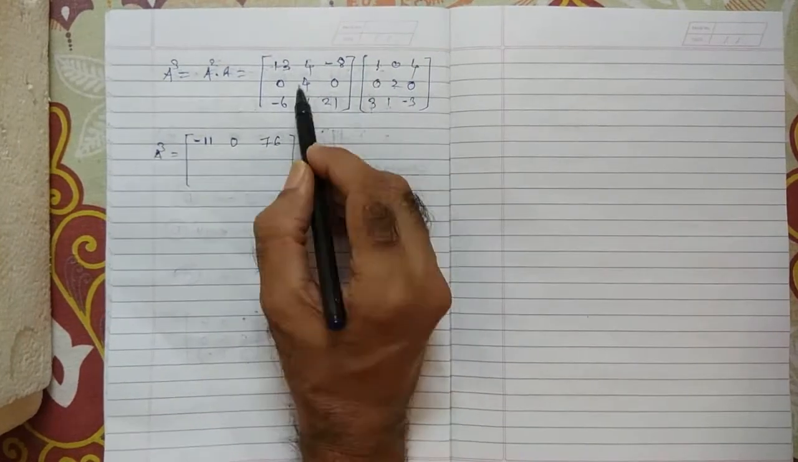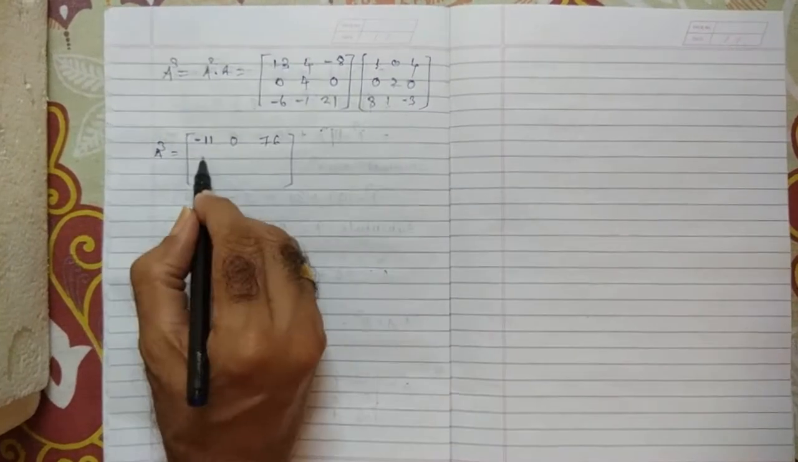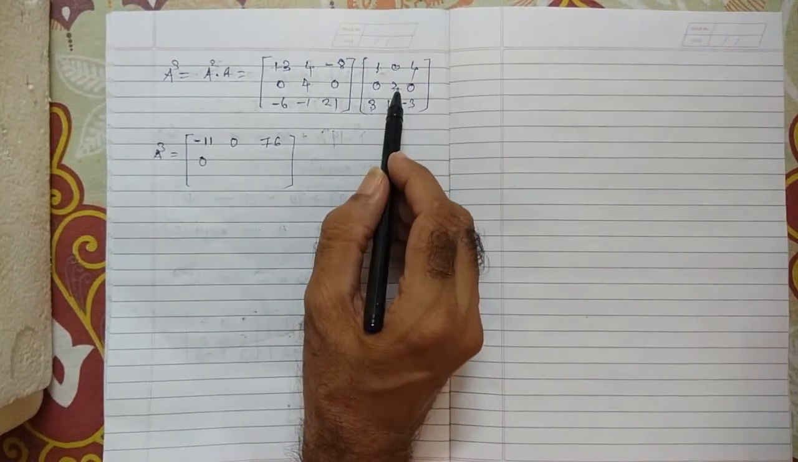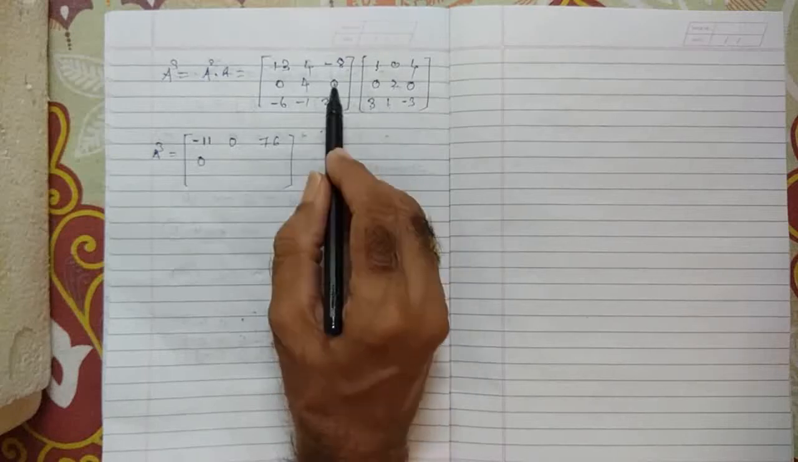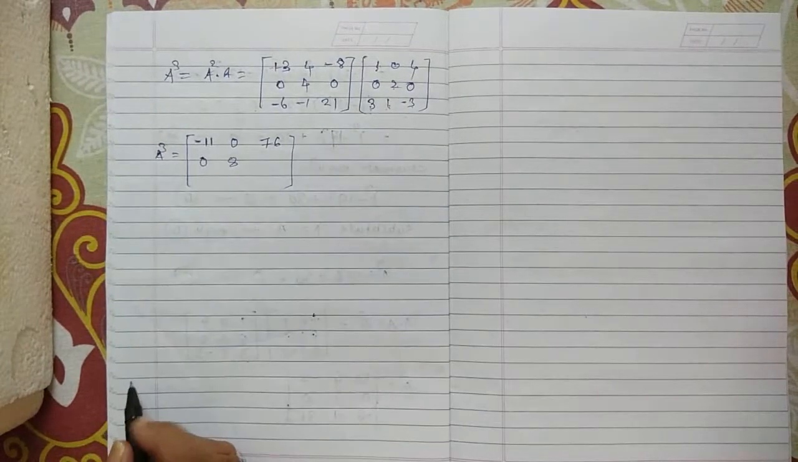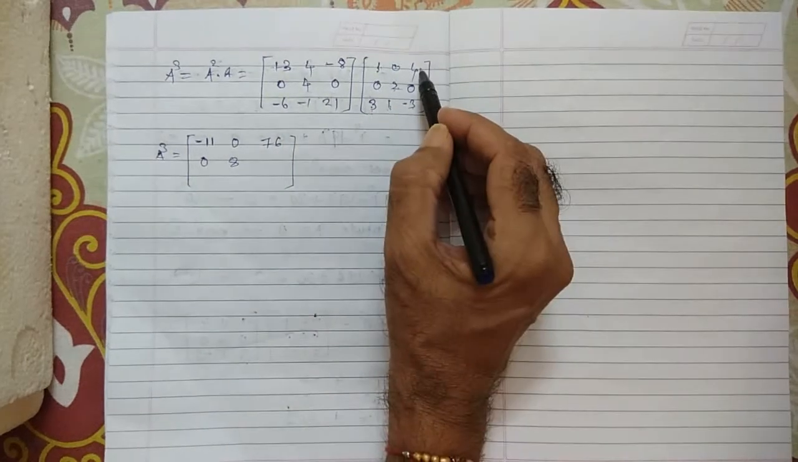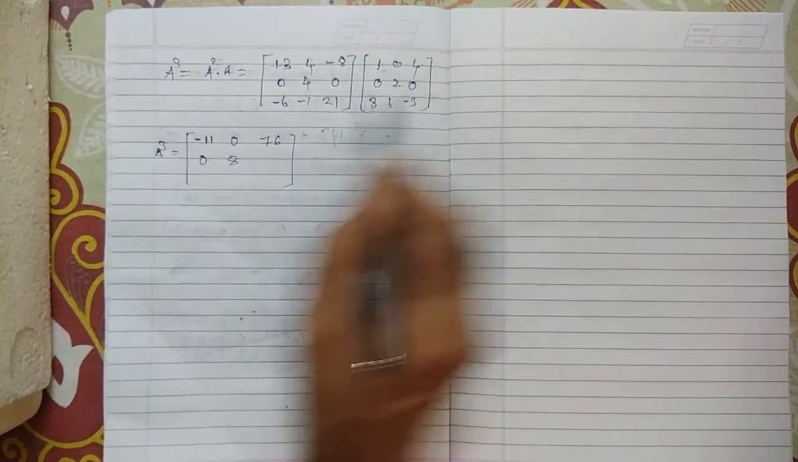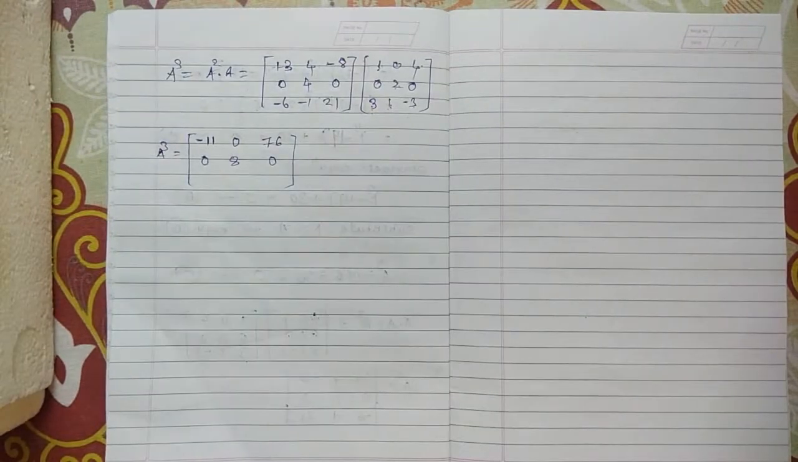So 0 into 0, 4 into 0 and 0 into 0, so here we have 0. Then 0 into 0 that is 0, 4 into 2 that is 8, and 0 into 1 that is 0. So here we have 8. Then 0 into 4 that is 0, 4 into 0 is 0, 0 into minus 3 that is 0. So we have 0 here.